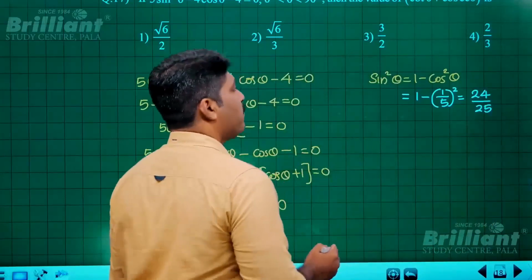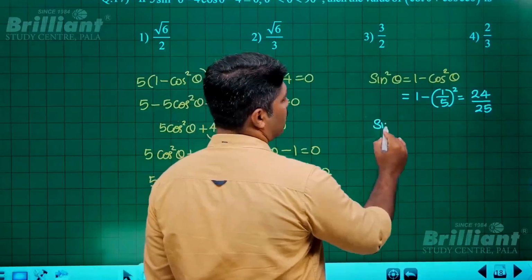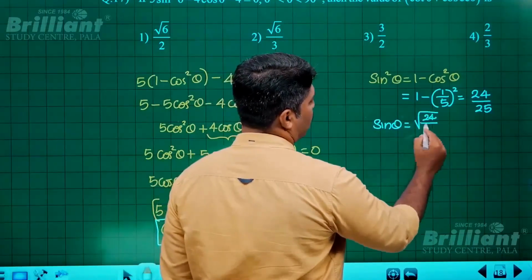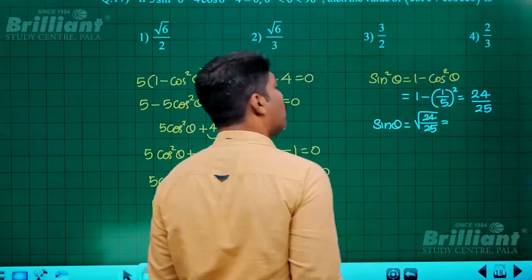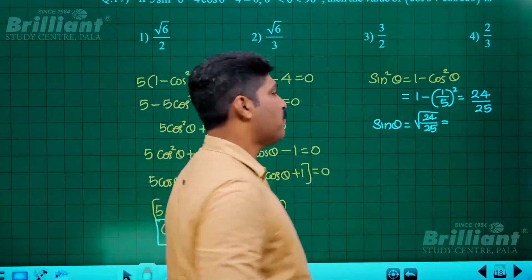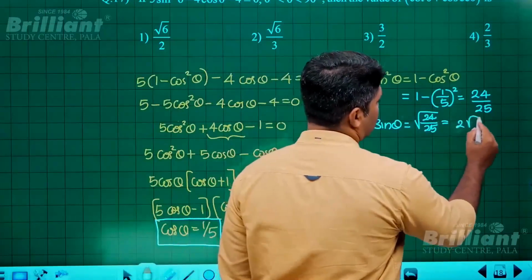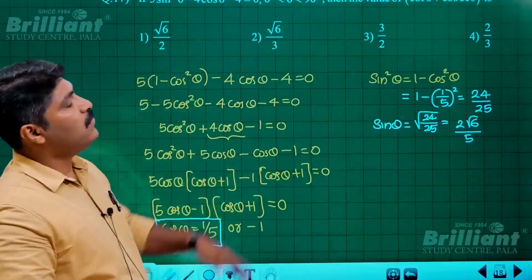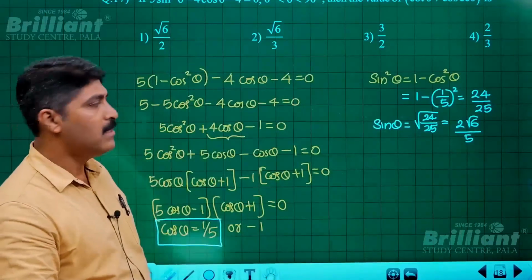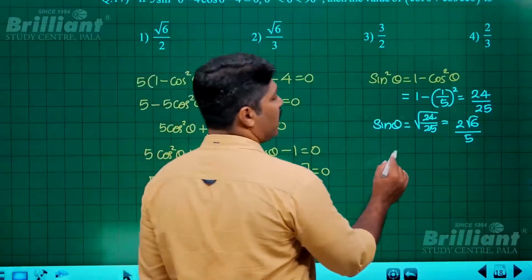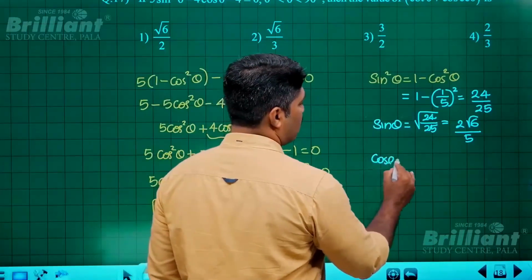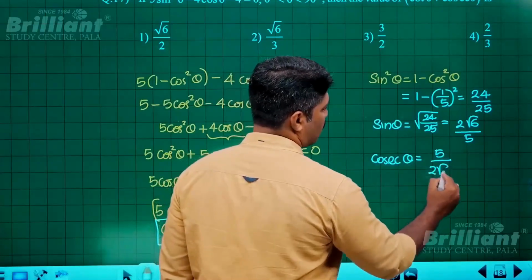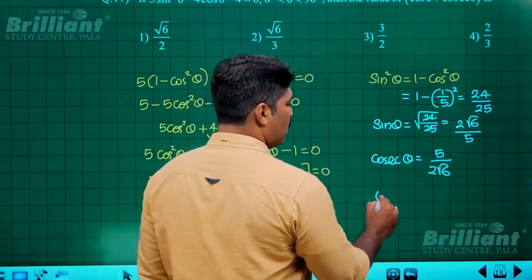If you need to find out what sine theta is, that is the root of 24 by 25. What is root of 24 by 25? Root of 24 by 25 is 2 root 6 divided by 5. That is sine theta. So we need to find out cosec theta and cot theta. If sine theta is 2 root 6 by 5, then what is cosec theta? That is the inverse here, that is 5 by 2 root 6. Then what is cot theta?